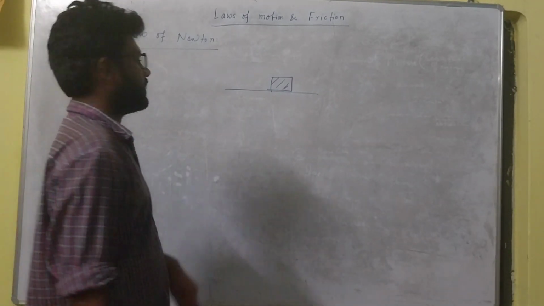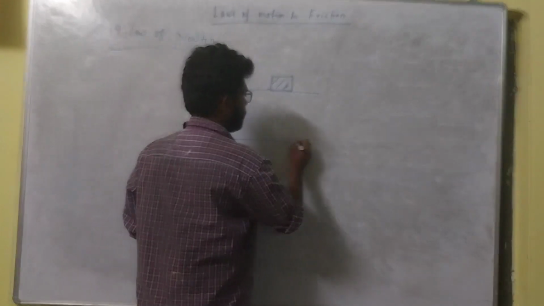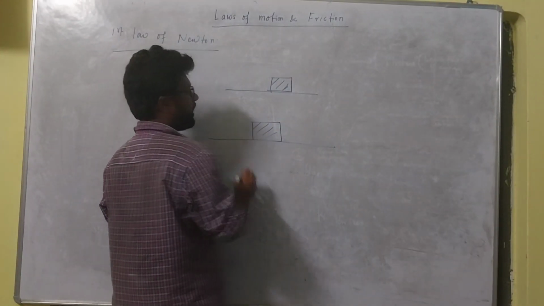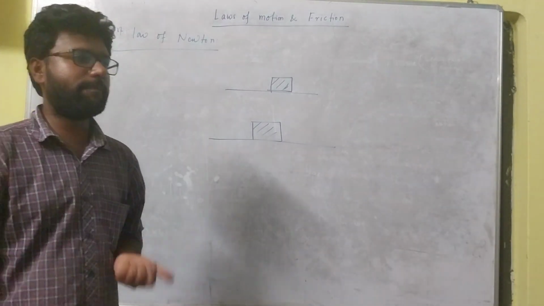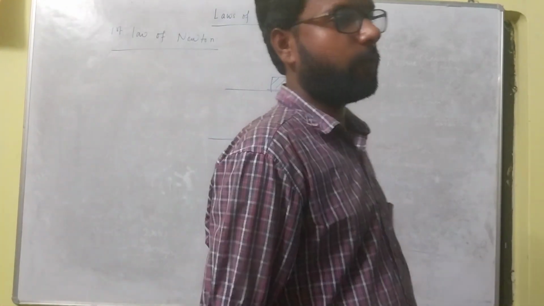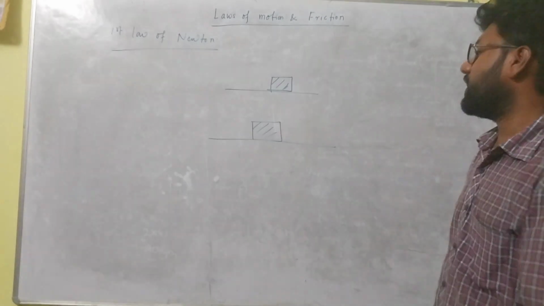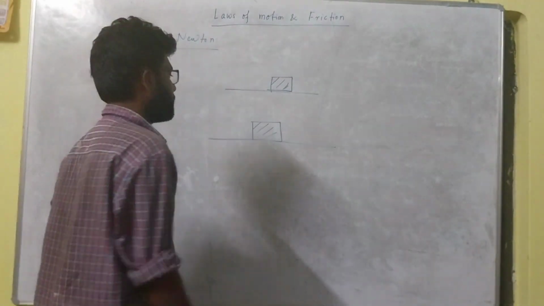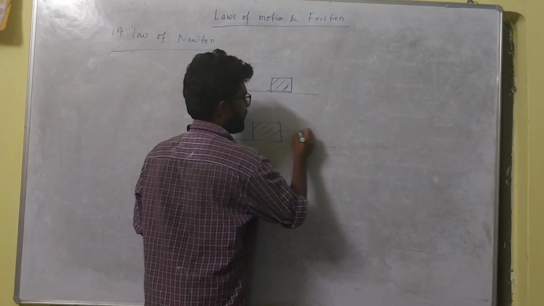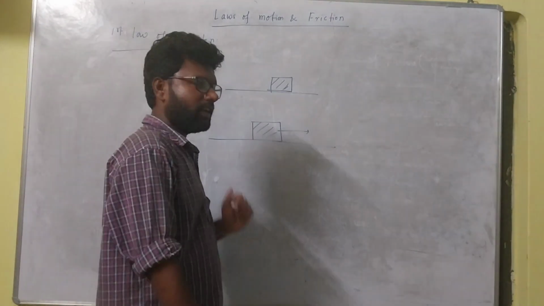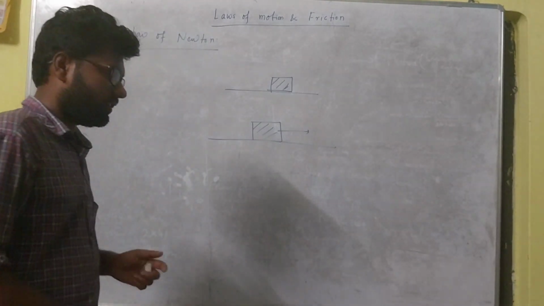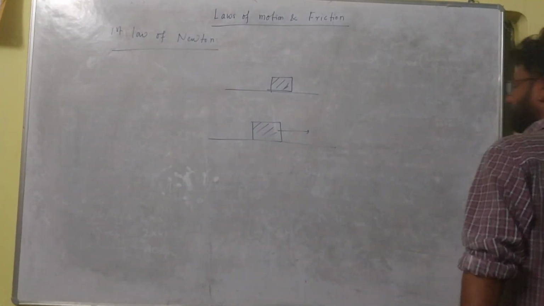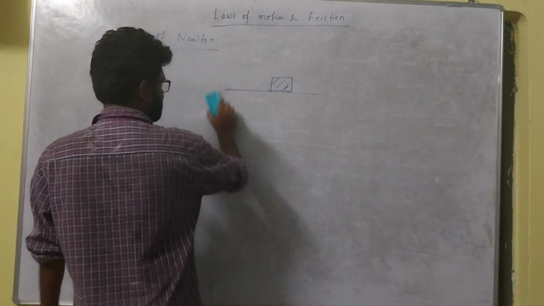And the second part: if the block is in motion, then until and unless you apply any force on it, it continues to move. It continues to move in a straight line with the same speed. Okay, this is the first law of motion. Now next is the second law of motion. So what is the second law of motion?